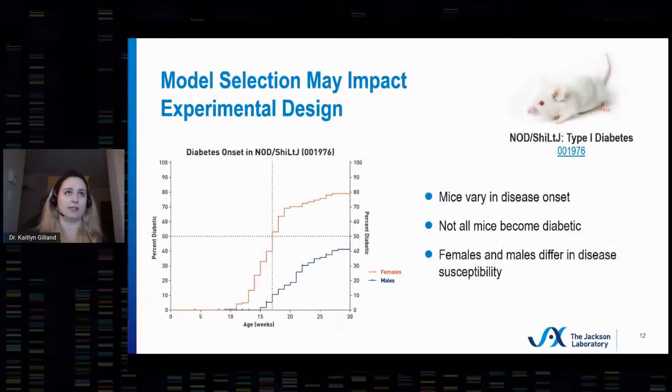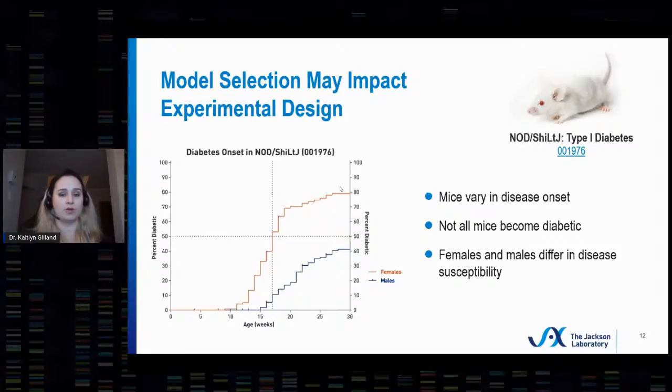So let me give you another example of this. It's really important to know what your mouse model can do and what it can't do. So this example here is our NOD/ShiLtJ type 1 diabetes mouse model. I want you to note the onset of the disease depends upon the age and sex of the strain. So you can notice here that females have an earlier onset and a higher incidence rate than the males do. It's also important to note that not all of these mice are becoming diabetic.